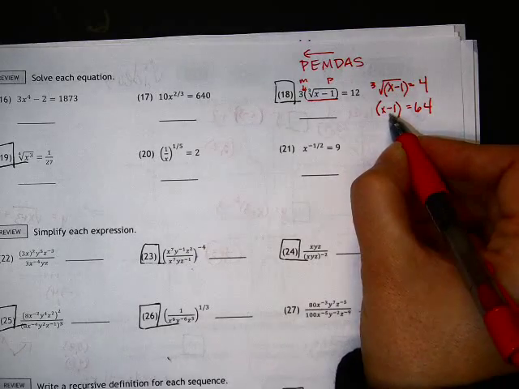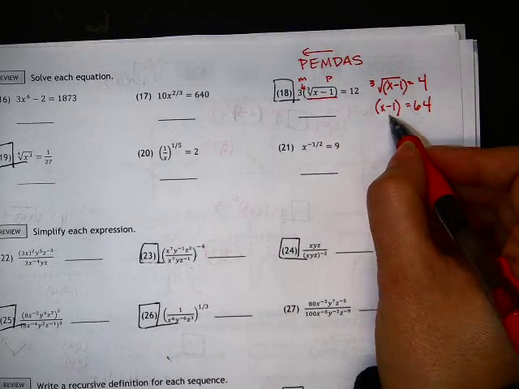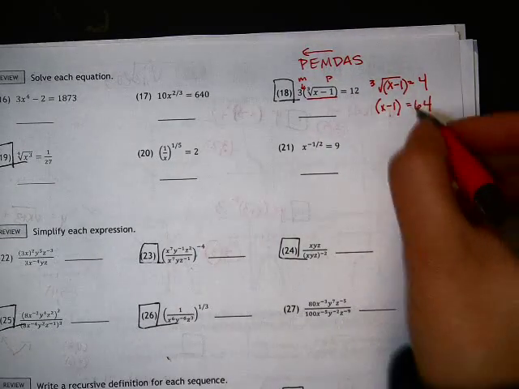And now I can finally get at this stuff inside here. So again, you have to undo all the other parts and then finally get at what's in here, which now I can just subtract.